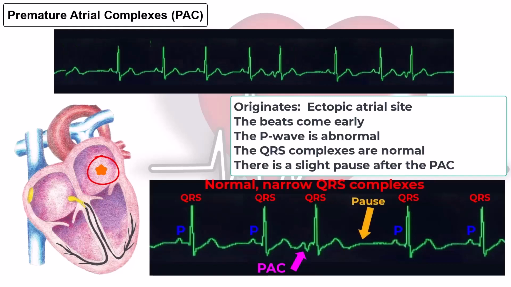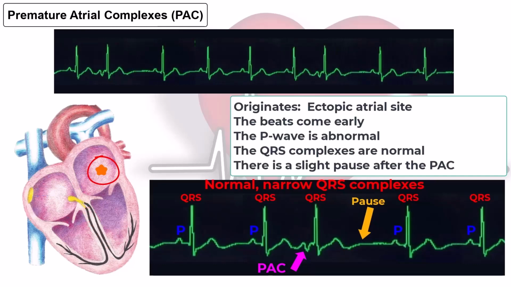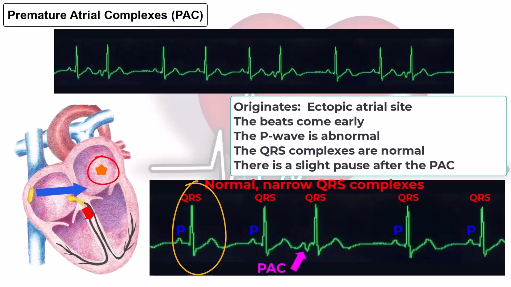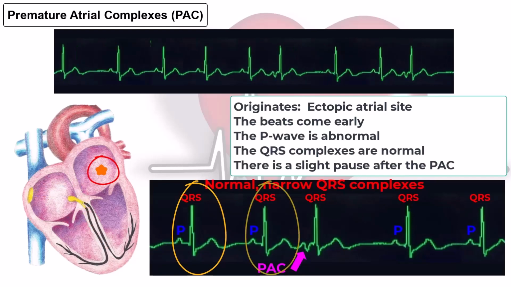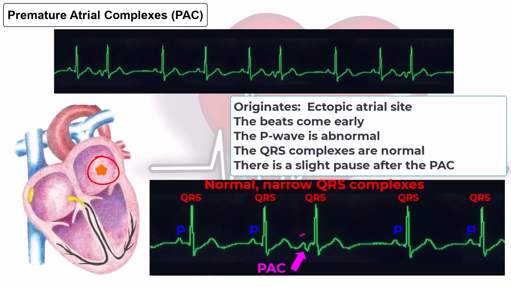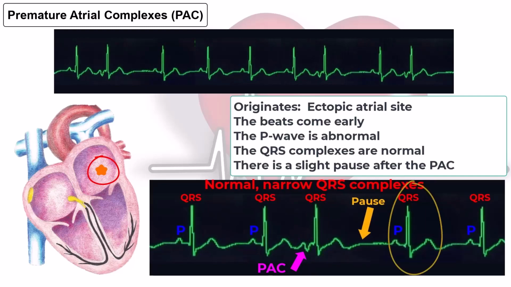Premature atrial complexes often reset the timing of the normal rhythm, and therefore there is a little pause after the PAC. Here you see a sinus beat, PQRST, followed by another sinus beat, PQRST, followed by an early abnormal-looking P wave, a premature atrial complex, and a normal QRS complex. This is followed by a short pause and then a normal sinus beat.